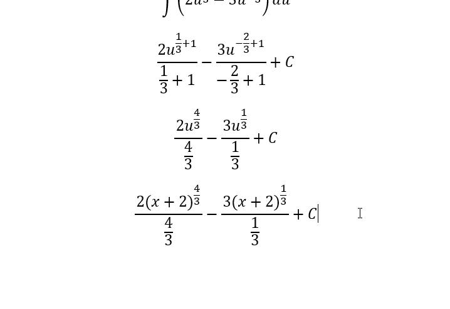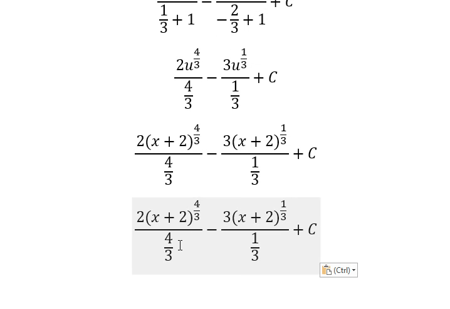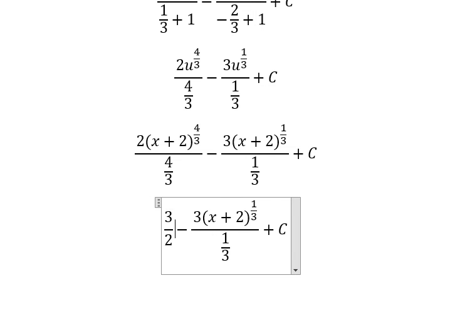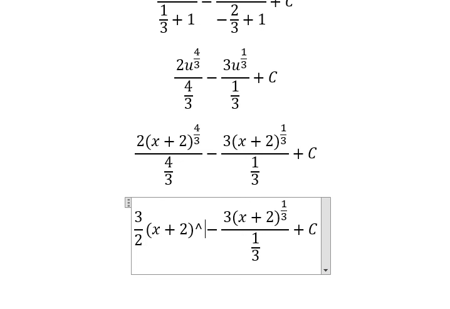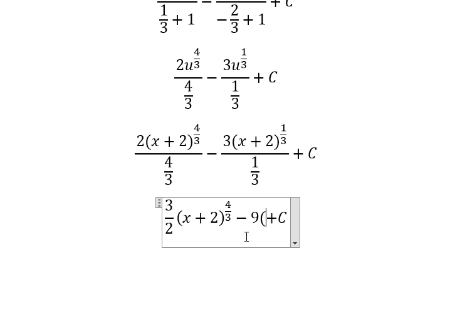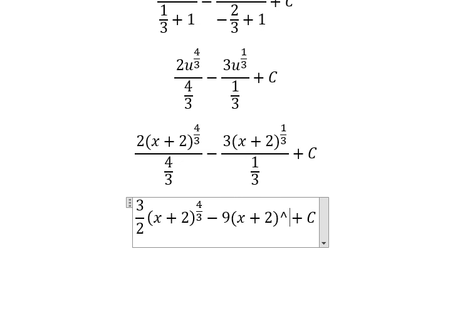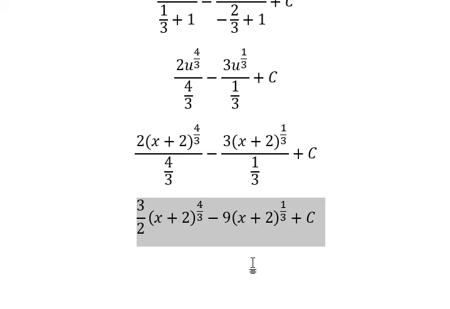And then we simplify. 2 divided by 4 over 3, we have 3 over 2. Number 3 and number 3, we have number 9. And this is the final answer.